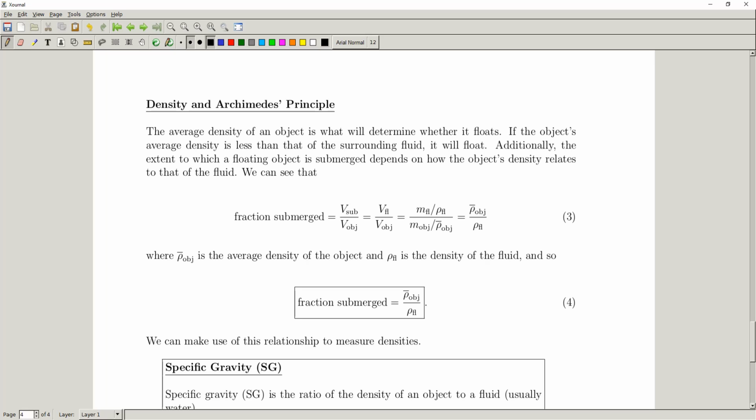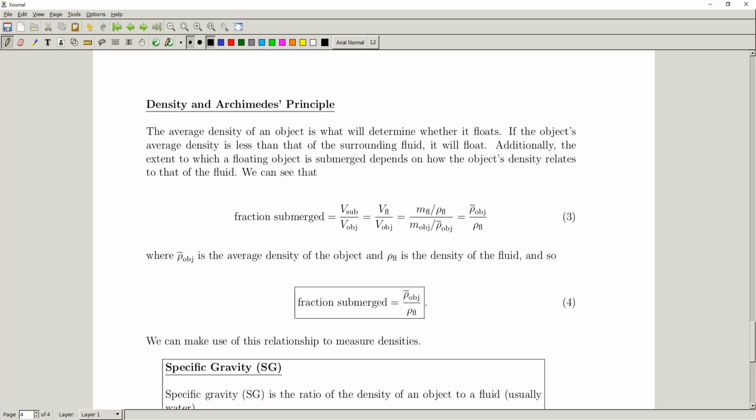When we unfurl it and build a boat out of it, we still have the same mass of steel, but now it's shaped in such a way that its average density is less, right? Because the average density takes into account the hull of the boat, but also all the empty space inside the boat. And so now this thing's average density is lower than that of the water, and it floats on top of the water, right? So we can see how this whole relationship works out, and we can calculate what fraction of an object is going to be submerged.